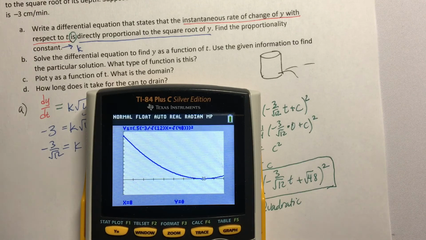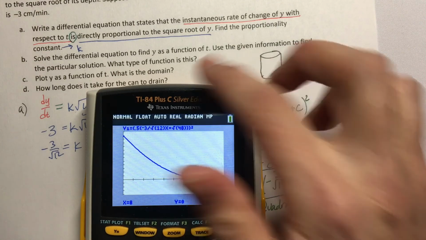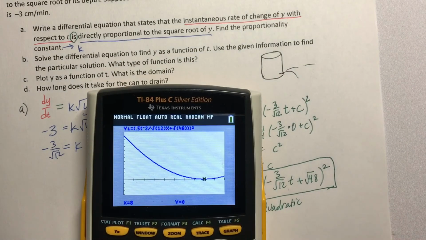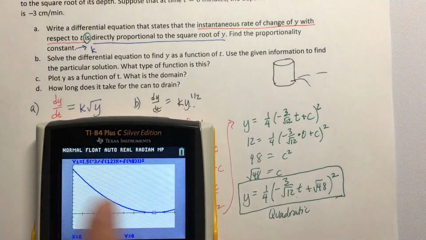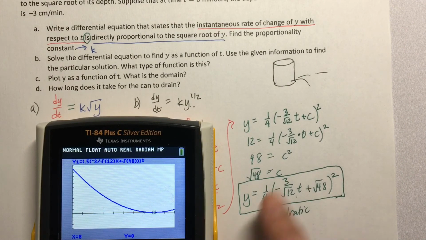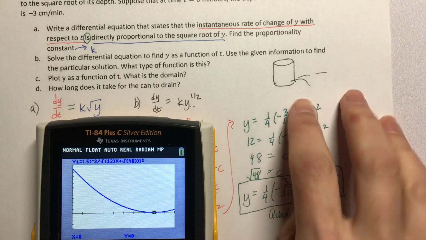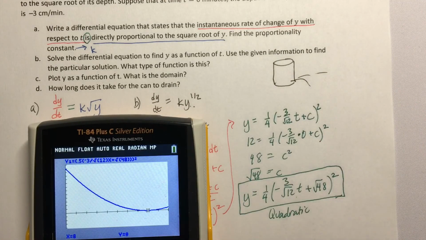Lots of options. So our domain then, for plotting y as a function of time, for part C, would be 0 to 8, because it's not like the can is going to start refilling itself after 8 seconds. And how long does it take the can to drain? That would be 8 seconds as well. So that is our second example.